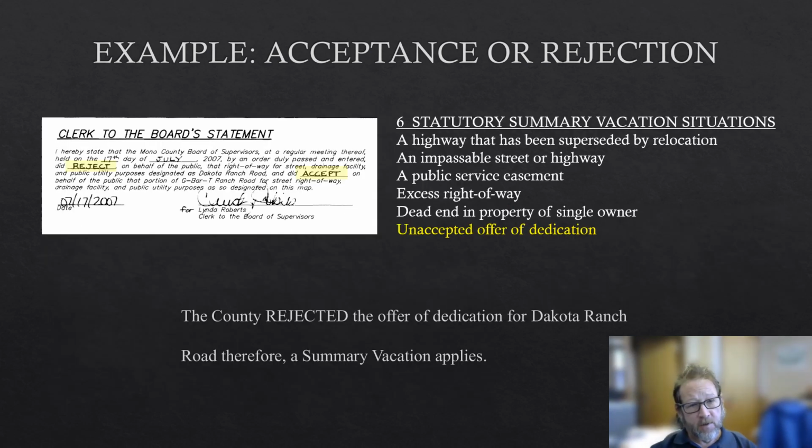Okay, so since we've determined that the offer of dedication for Dakota Ranch Road was rejected or unaccepted, we know that we could use a summary road vacation. Now here on the right you see these are the 6 statutory summary vacation situations. One of those 6 situations is for unaccepted offer of dedication. So in this case we will use a summary road vacation because this is an unaccepted offer of dedication.